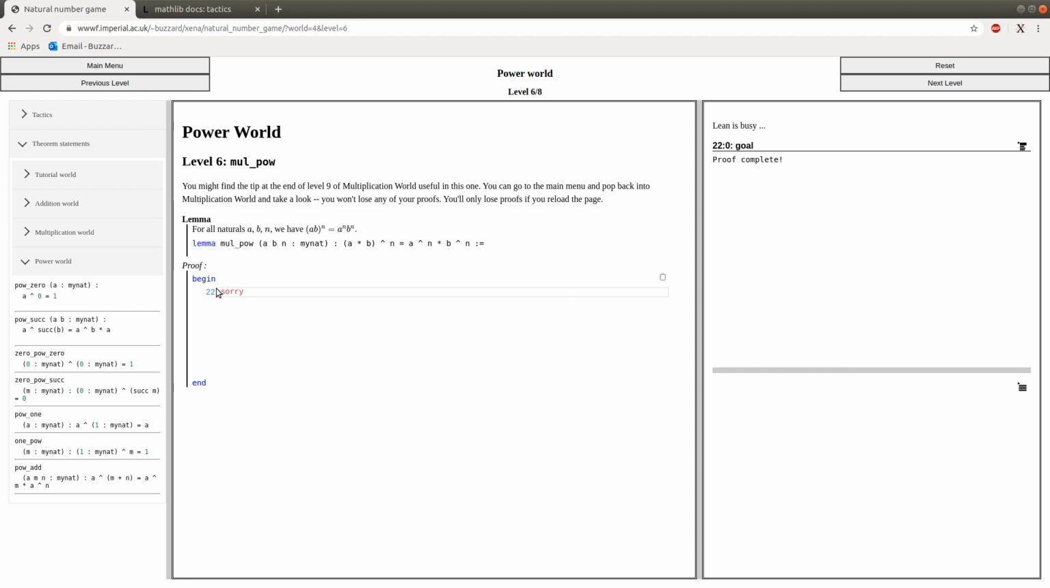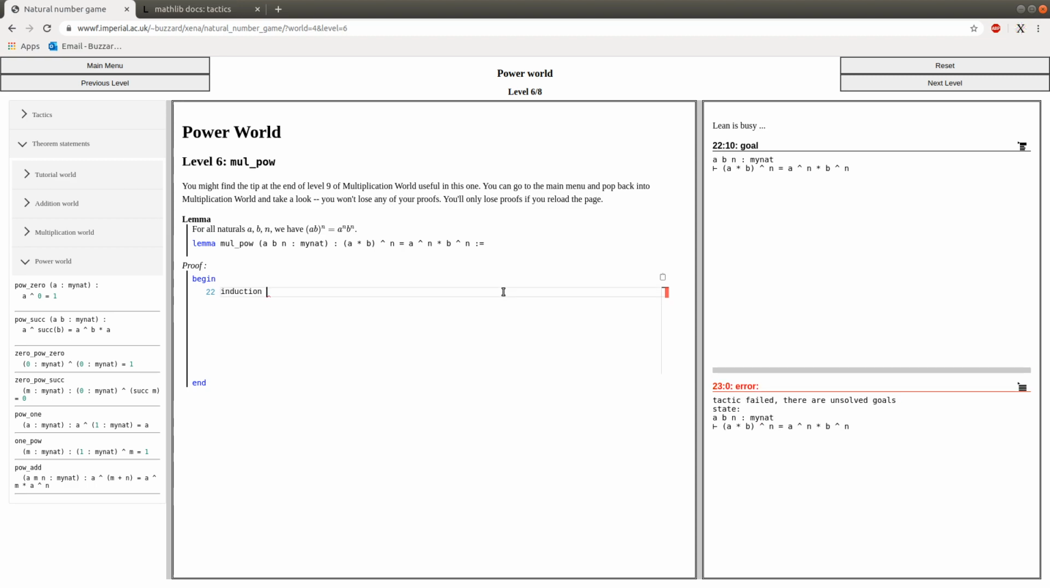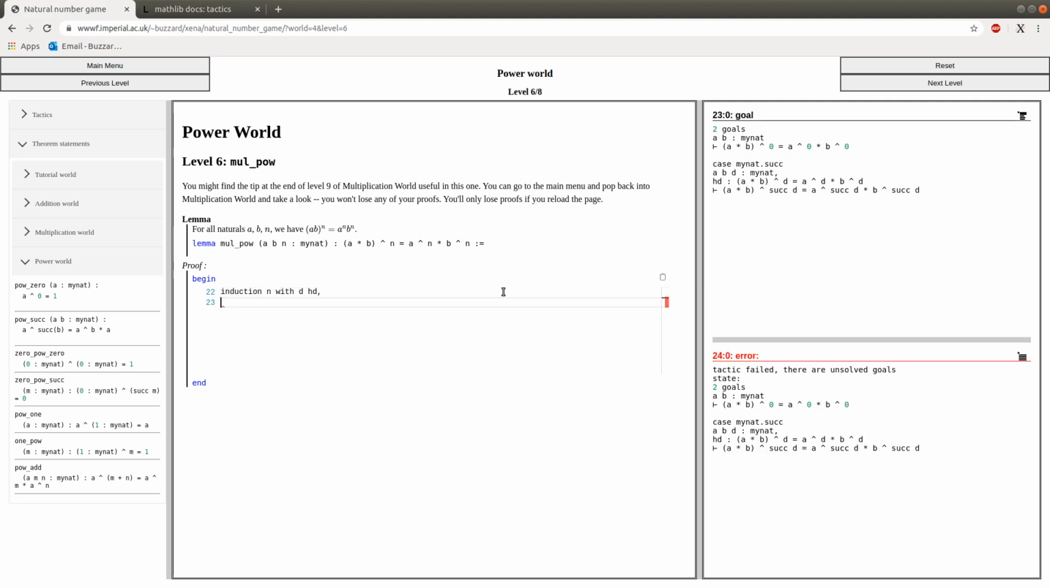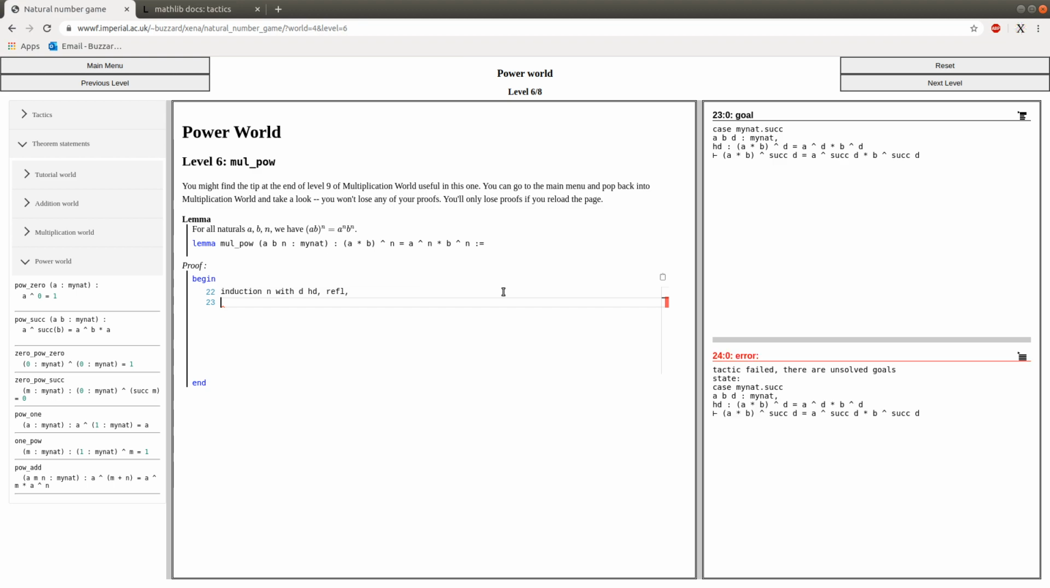Mull pow. That's going to be induction on n, isn't it? Induction on everything else wouldn't even work in maths with HD. And the first goal is probably true by definition. It is. And the second goal, rewrite pow.